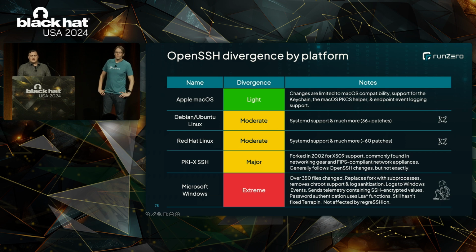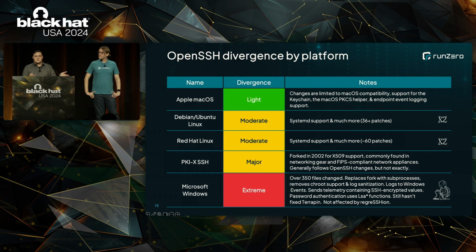So the patch sets that different OS vendors have applied to OpenSSH go from almost nothing at all, being very light, to massively different. So there's not just one OpenSSH out there. There's a million different variants based on what people have done to it. Apple actually has the least butchered version of OpenSSH. They did some very light patches for endpoint event logging, for keychain support, things like that. Other than that, it's pretty much bog standard and it's great. So it's actually pretty awesome.